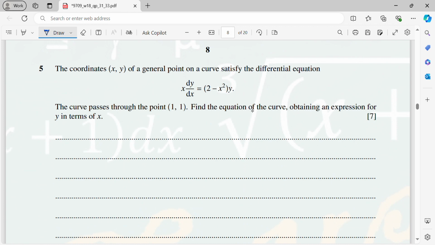Question 5. Given this differential equation and the curve passes through 1, 1. Find the equation of the curve obtaining the expression for y in terms of x. This is basically solving the differential equation. Okay, probably I write here.